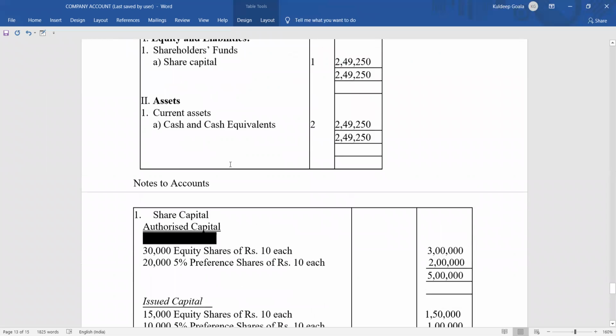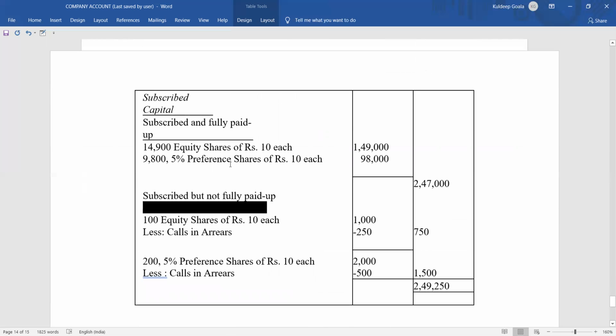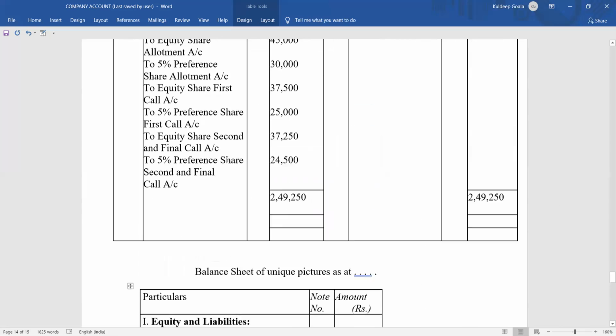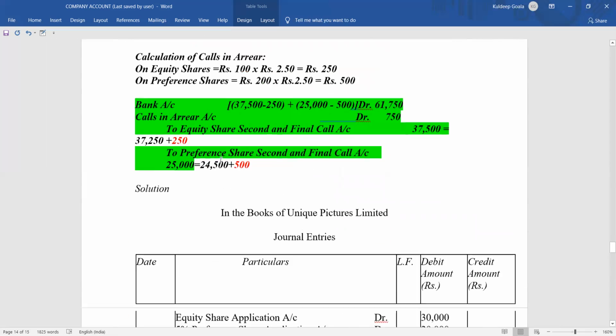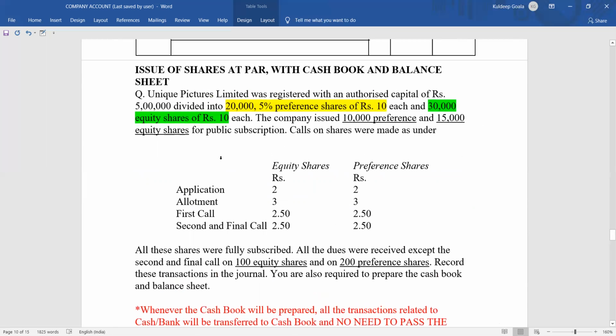So this is how you are going to show a balance sheet, right? I hope all of you have understood it. This is the format you are going to follow. Once you understand the format this much, that will be enough for this chapter. So this is a complete picture of the company forfeiture of shares accounts.